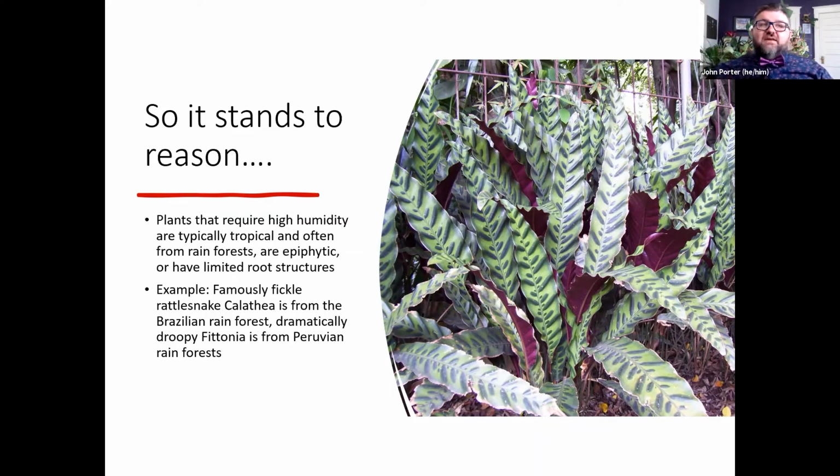The calatheas are from the Brazilian rainforest, so if you think about the Amazon. Same with the nerve plant, the Fittonia, it's from a Peruvian rainforest. If you ever had one of those, if it needs one drop of water, it will totally wilt. And so we have lots of different plants. I have some of my collection here.